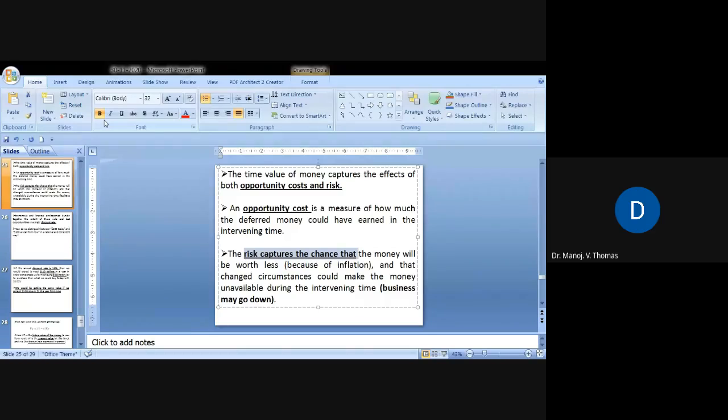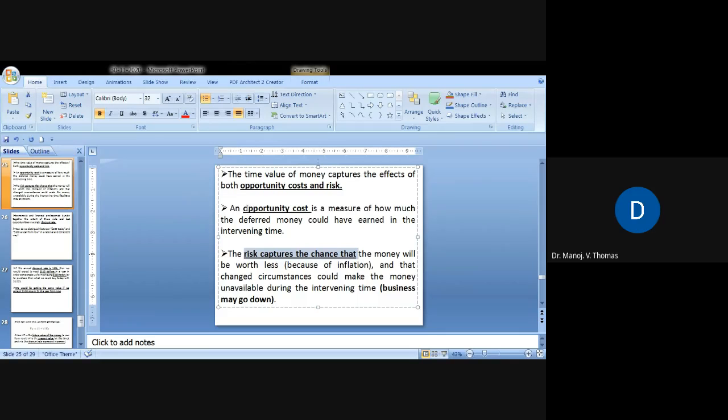There may be a competitor company who launches the product before we launch, and then sometimes we may lose the market share. Then all the investments that we have made in the design and development of a particular product will definitely go in vain or wastage. So that should not happen. So that is the risk element involved there. So time value of money captures both opportunity and risk.